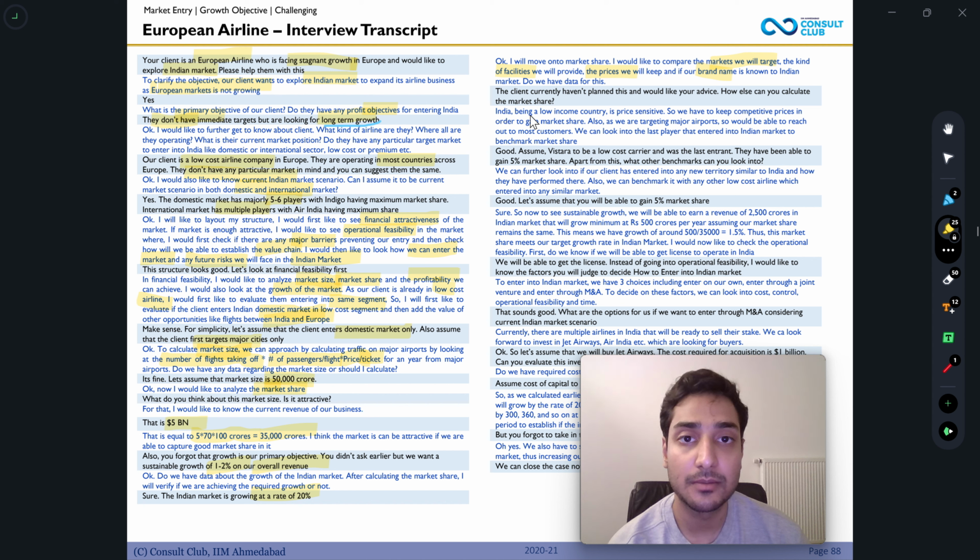India, being a low income country, is price sensitive. So we have to keep competitive prices in order to gain market share. Also, as we are targeting major airports, we will be able to reach most customers. We can look into past players that entered the Indian market to benchmark our market share. Good. Assume Vistara to be a low cost carrier and the last entrant. They have been able to gain 5% market share.